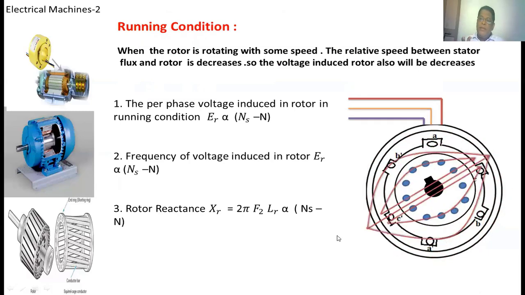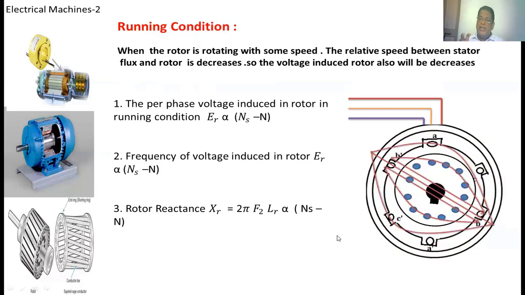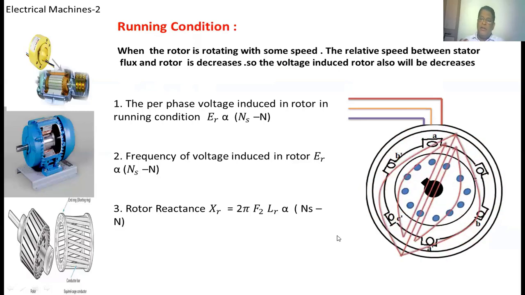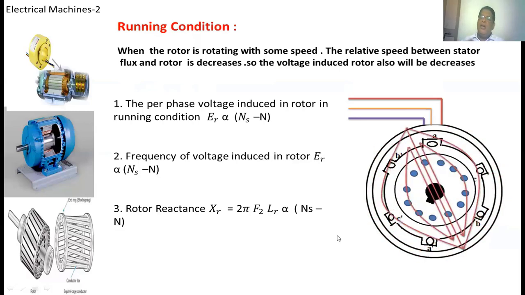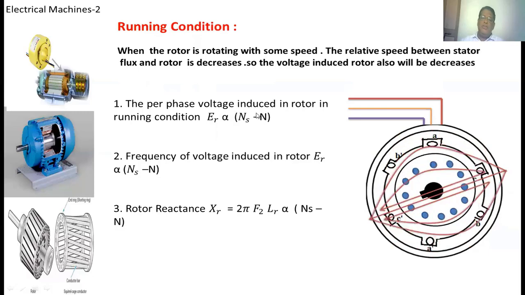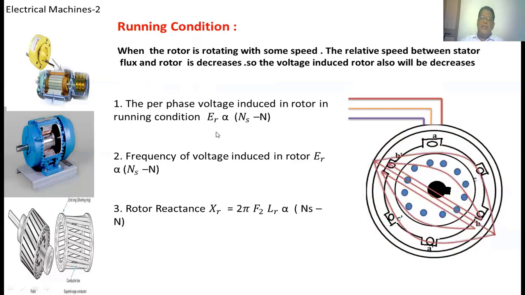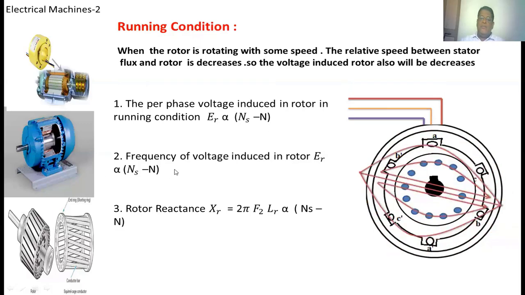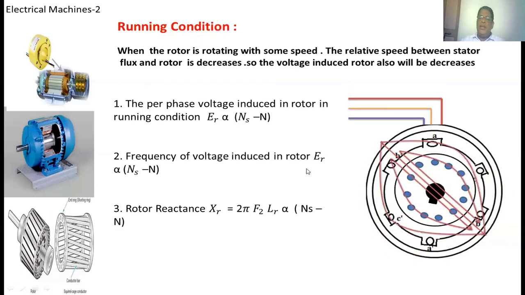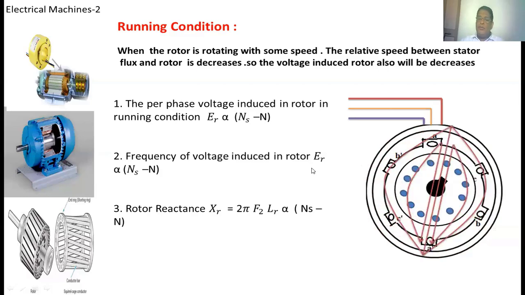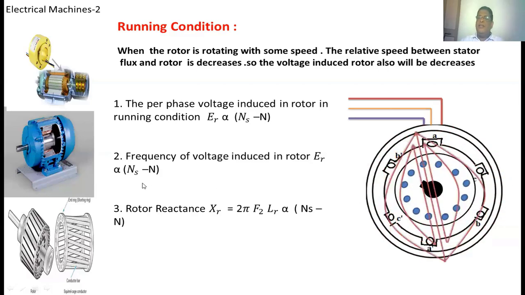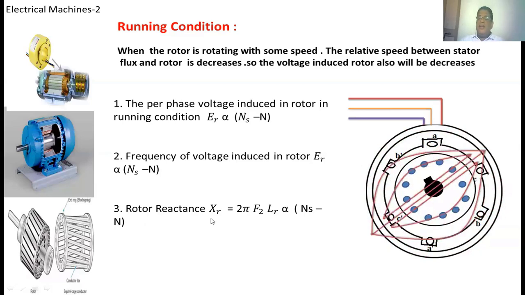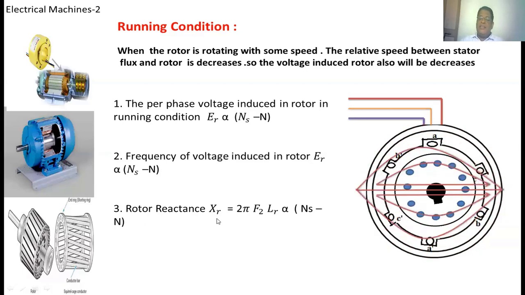Now the relative speed between the flux and the rotor conductors will decrease because both are running in the same direction. The voltage induced in the rotor bar is directly proportional to the relative speed. The per phase voltage induced in the rotor in running condition, ER, is directly proportional to Ns minus N. The frequency of the voltage induced in a rotor bar is also proportional to the relative speed, that is Ns minus N.